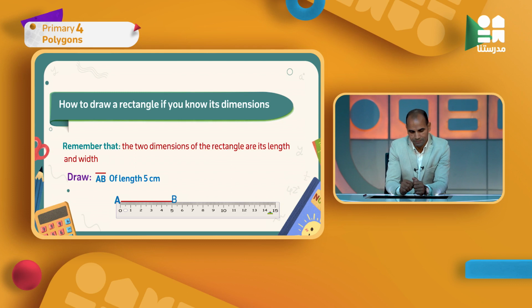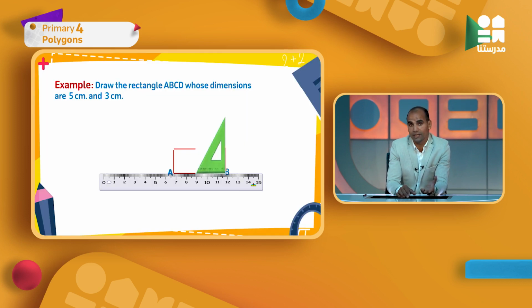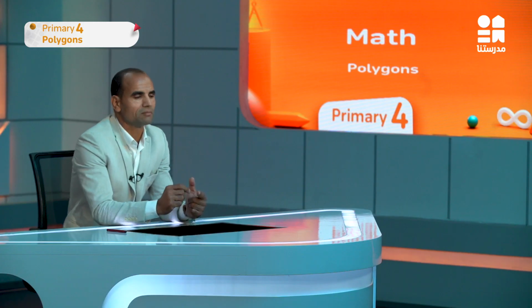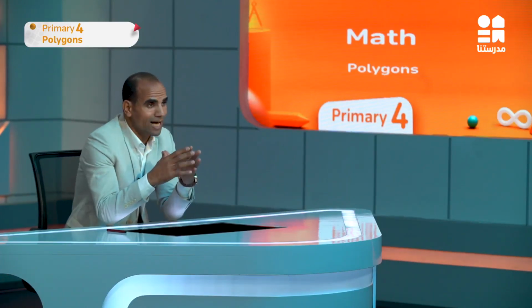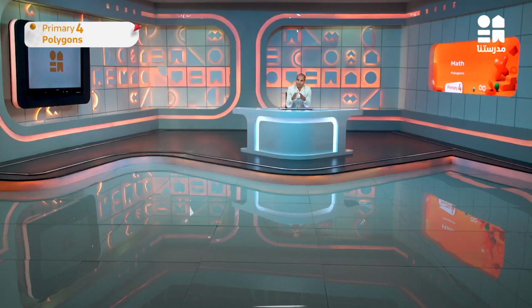The second step: we have here this example to draw the rectangle ABCD whose dimensions are 5 centimeters and 3 centimeters. You can see here two tools, ruler and set square. So in drawing a rectangle we use the ruler and set square, which we used before in the geometric constructions in the previous lesson.